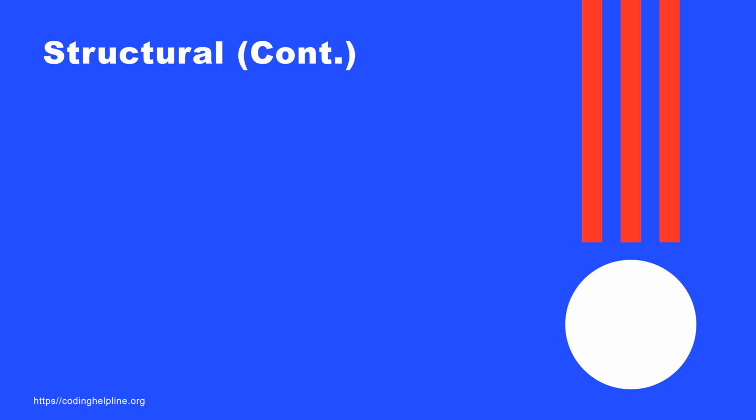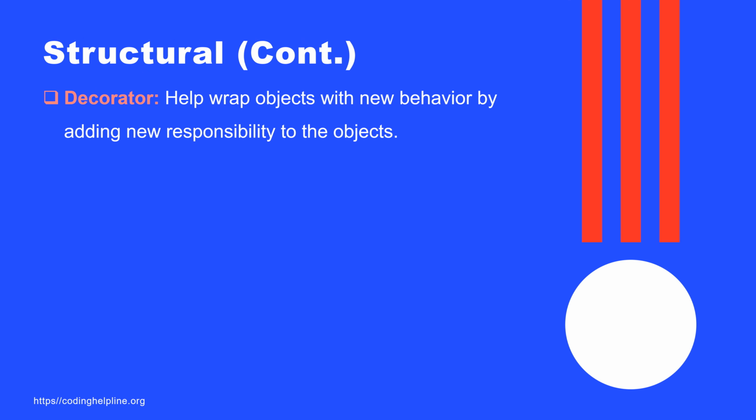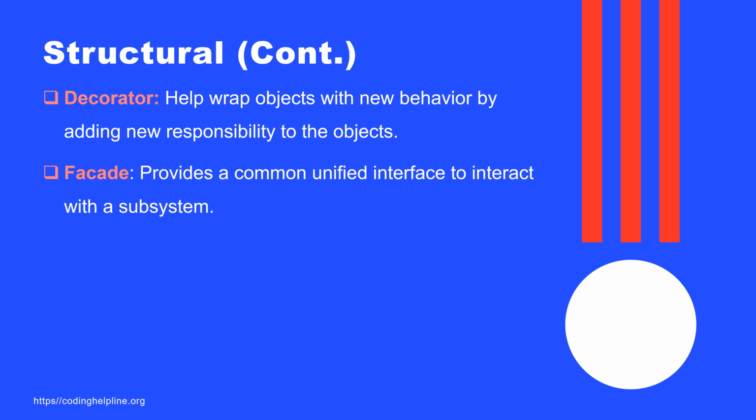Structural design patterns continued. There is the decorator pattern. This decorator pattern helps us wrap objects with new behavior by adding new responsibility to the objects at runtime. Façade. This design pattern provides a common unified interface to interact with the subsystem. It works as a main gateway that helps us interact with the underlying subsystems.